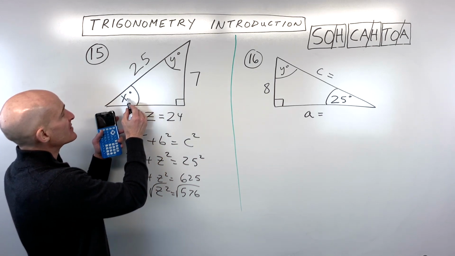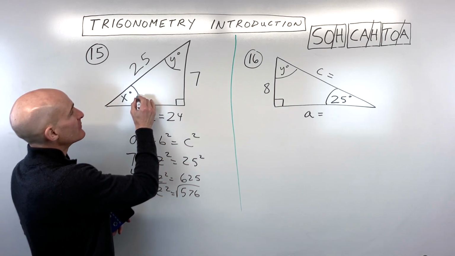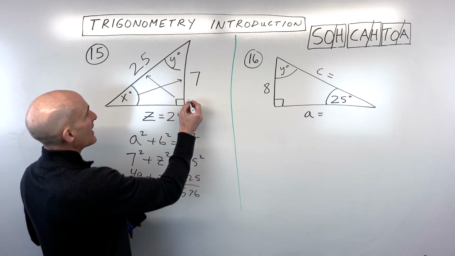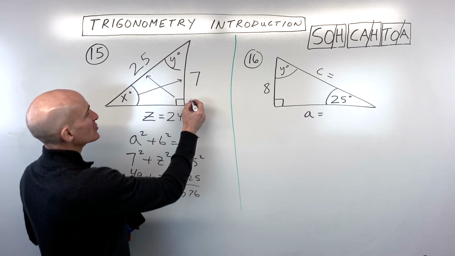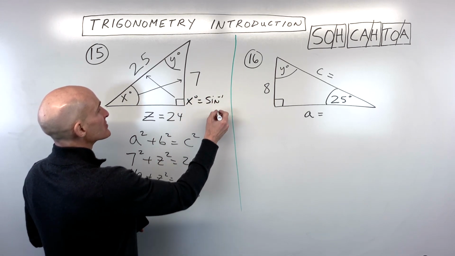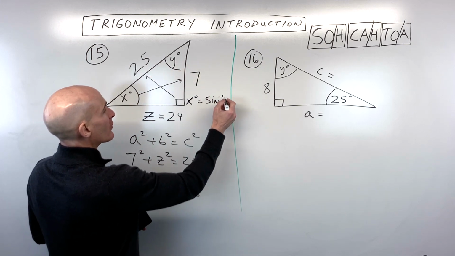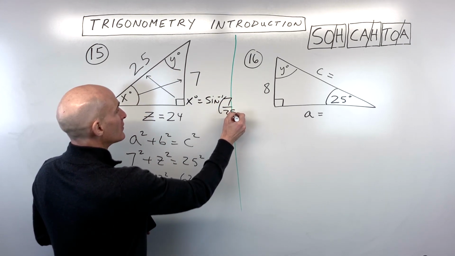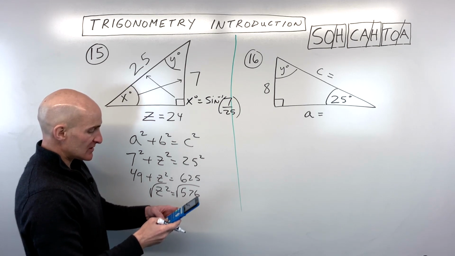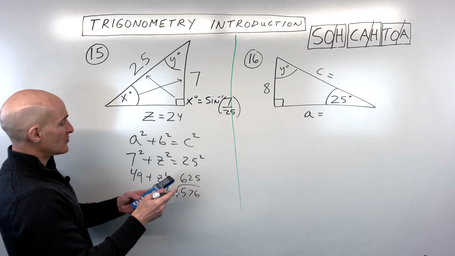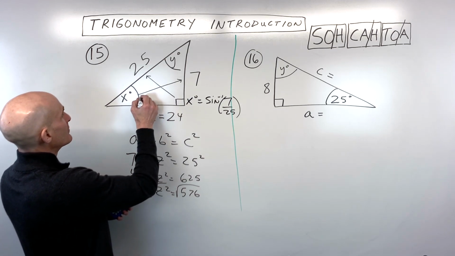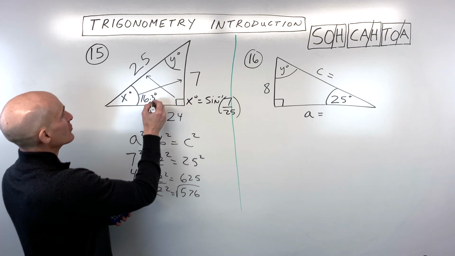So now if I want to find this angle x here, I can see that I've got the opposite and the hypotenuse. So that's the sine, but because we're solving for angle x, we're going to do the sine inverse. So x is equal to the sine inverse of opposite over hypotenuse, so 7/25. So let's do that on the calculator. Sine inverse of 7/25. That's coming out to about 16.3. So I'm just going to label this here 16.3 degrees.